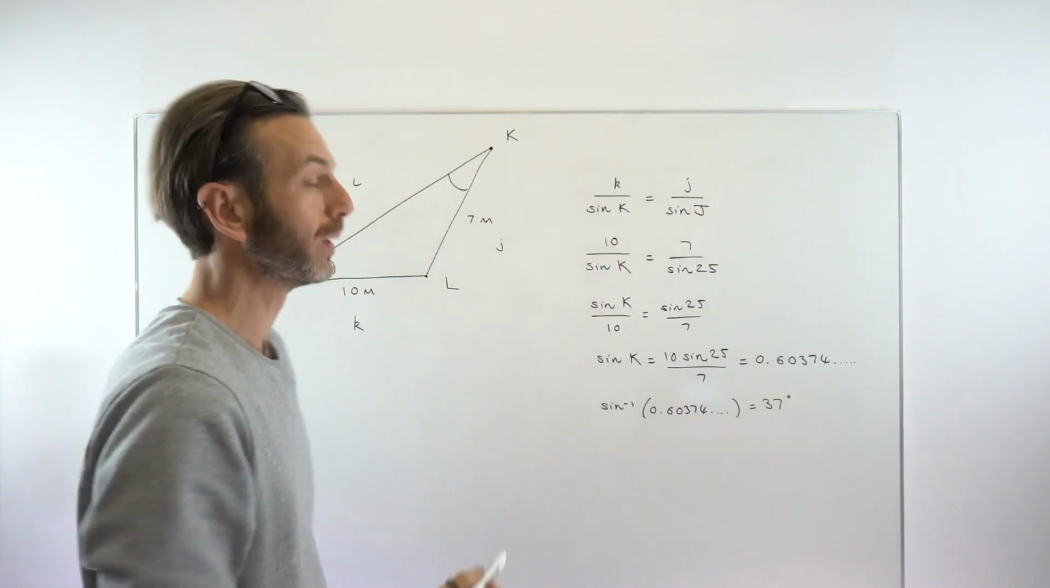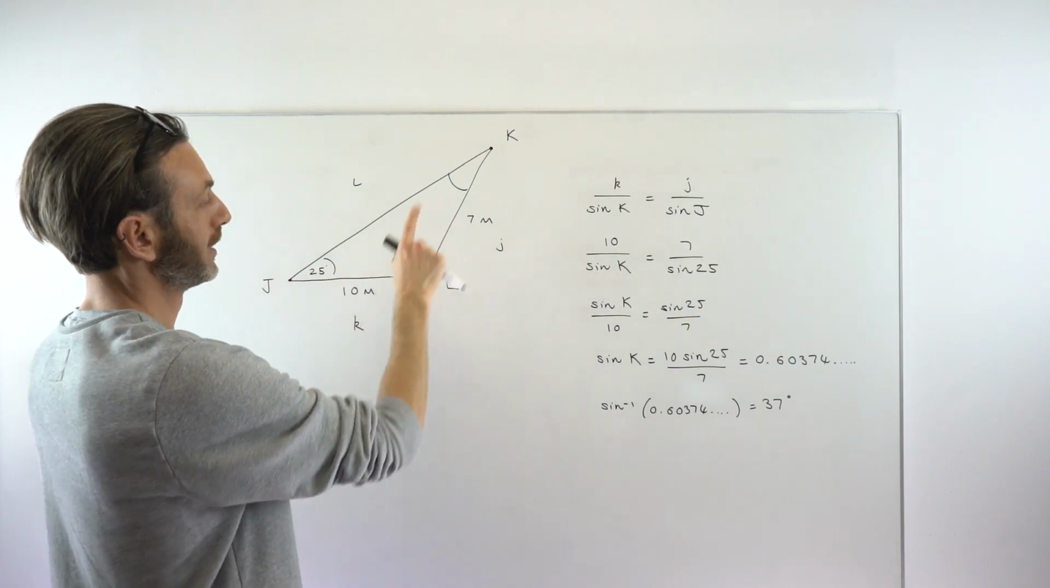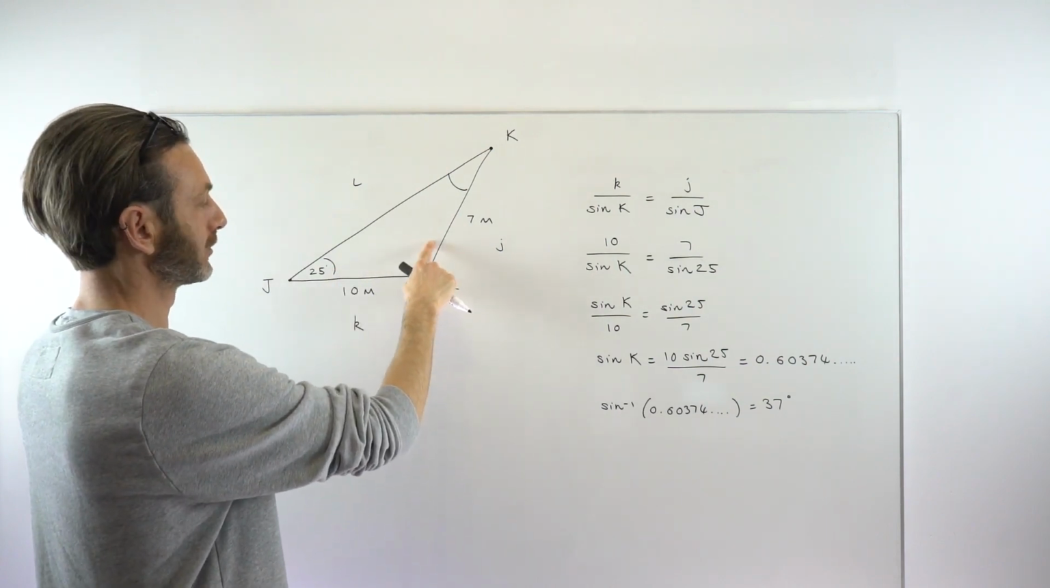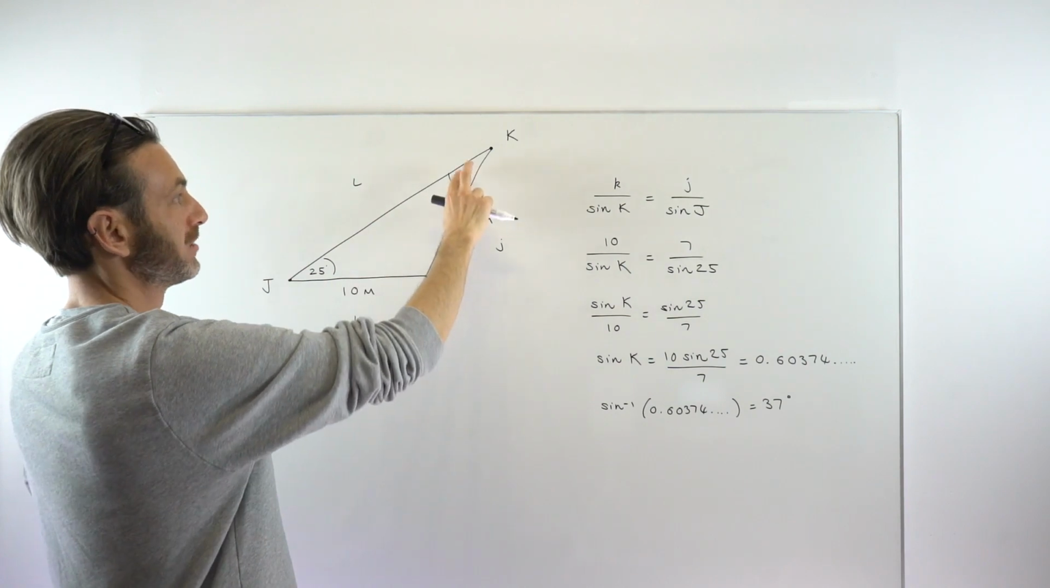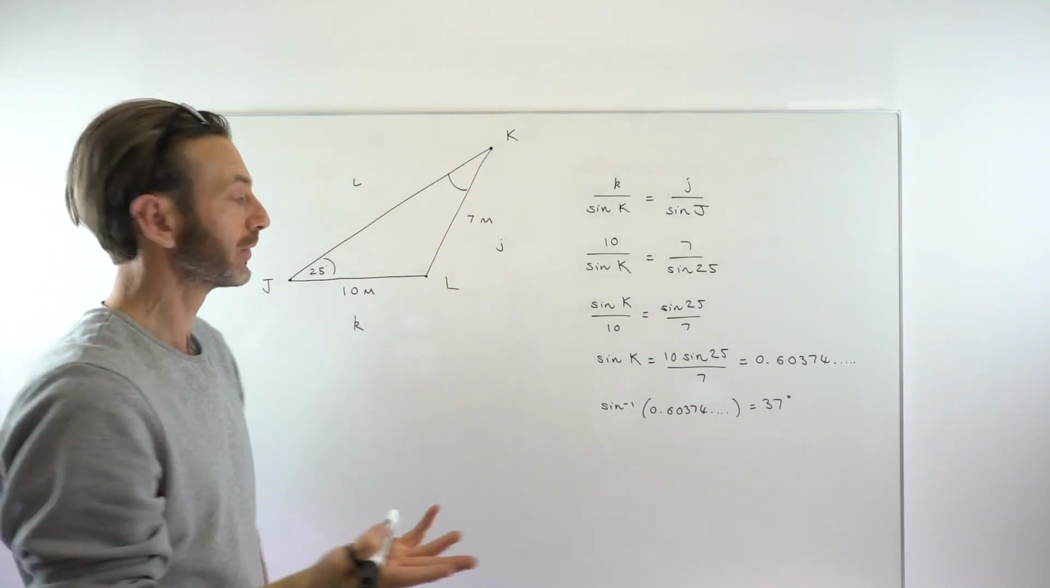Does that seem reasonable? Well, looking at the diagram, if that's 25, that's obviously quite a large angle, greater than 90 degrees. These need to add up to 180. That seems like, based on that, it could be around 37.